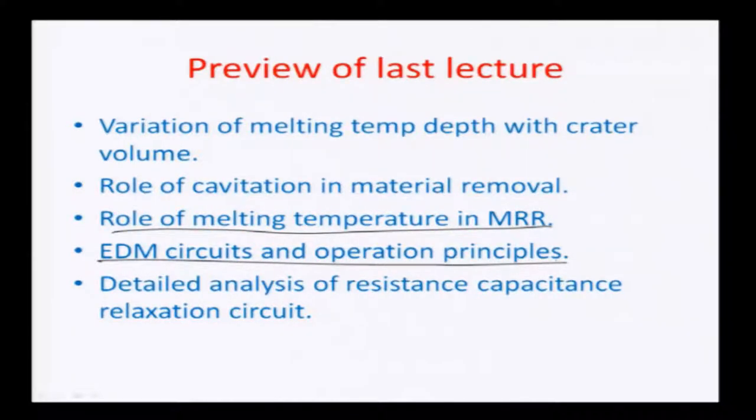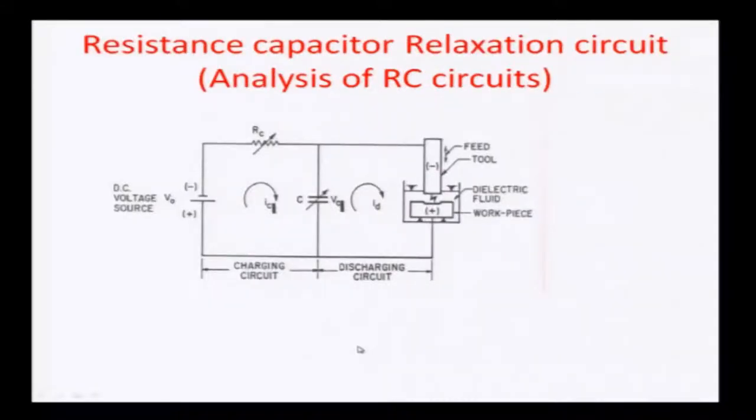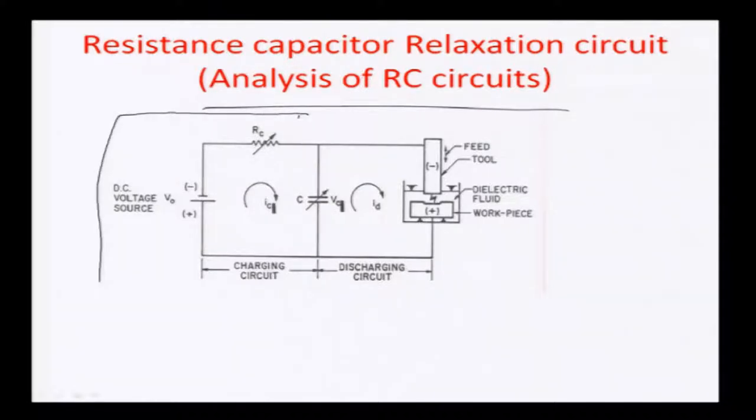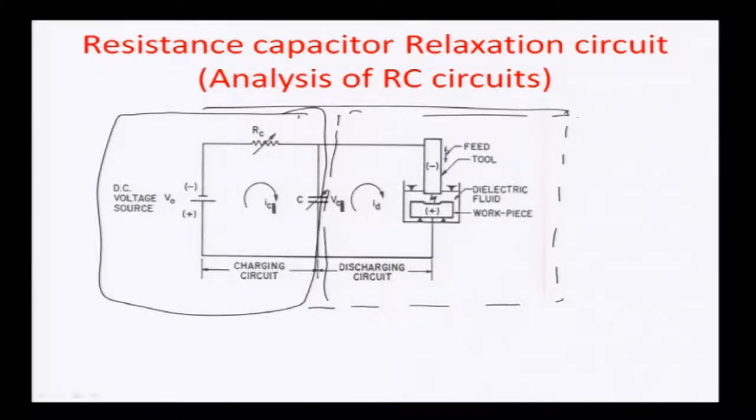We also covered a detailed analysis particularly of this resistance capacitance relaxation circuit, and I would like to go through it once more before starting. So basically this is the figure of the resistance capacitance relaxation circuit. As you can see here, there is one part of the circuit which is the charging circuit, and similarly the other part given by the dotted line is the discharging part of the circuit. The idea is that there is an operating voltage which feeds the charging circuit, and there is a central capacitor which is the only electrical connection between the charging and the discharging side of both the circuits.